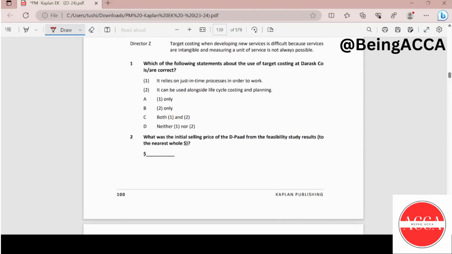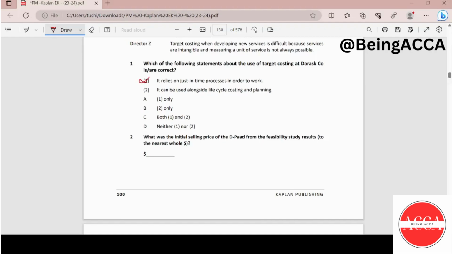The first question asks, which of the following statements about the use of target costing at Darask Company is or are correct? Statement 1 says it relies on just in time processes in order to work. Statement 1 looks incorrect to me because we often use a just in time system to reduce and lessen our costs, but it is not a mandate that this has to be there for target costing to be successful. So, my first statement is not correct.